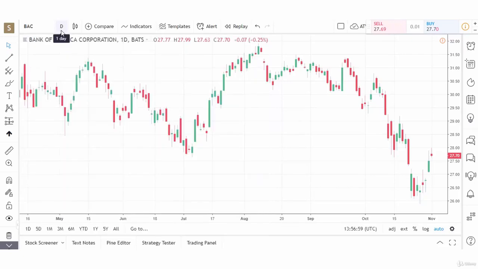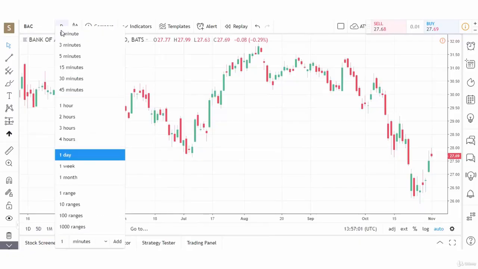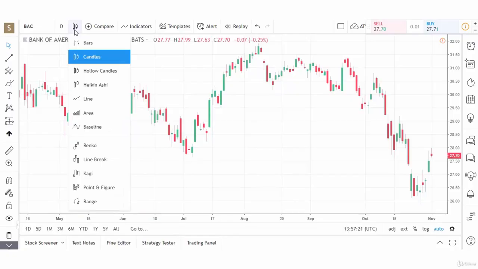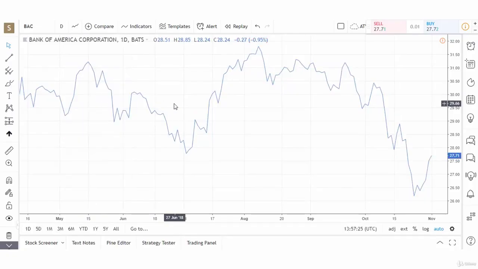The next box over gives us our time frame. So in this case, we're looking at a daily chart. We can look at a chart by the minute, by the 15-minute, 45-minute, hourly, daily, weekly, and monthly. As I said, here we're using a daily chart. The next box over tells us the type of chart that we're going to be looking at. So we're first going to look at a line chart. And the line chart gives you the closing price for the day.